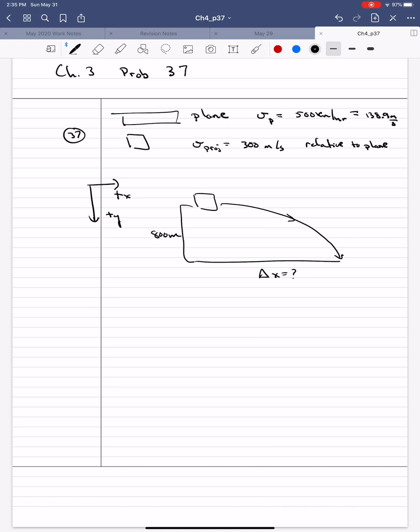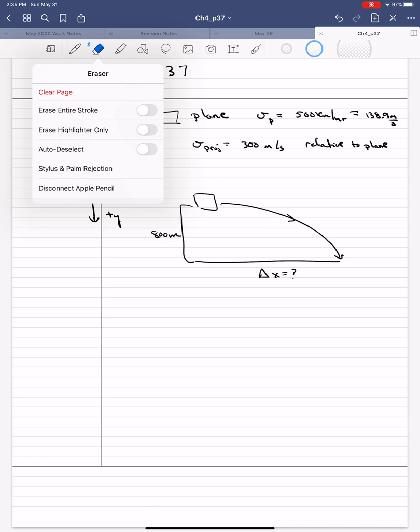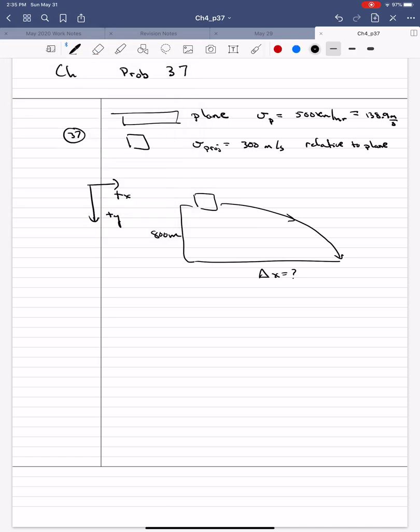So here we're going to work on problem 37 from chapter 4. And in this particular problem, it says that we have an airplane that was in problem 36, and the plane was traveling at 138.9 meters per second. It was traveling at 500 kilometers per hour, which works out to be 138.9 meters per second, and that the plane fires a projectile at 300 meters per second relative to the plane.